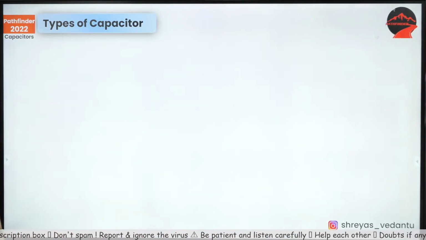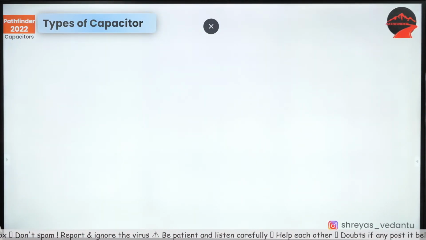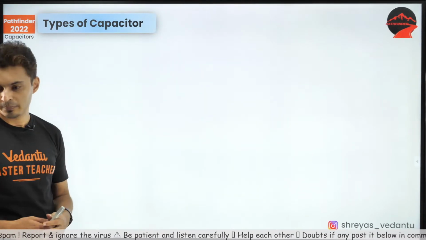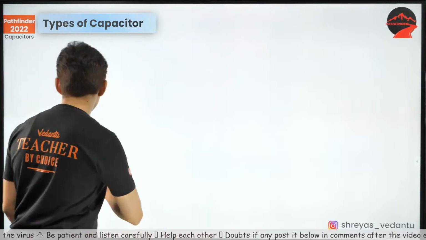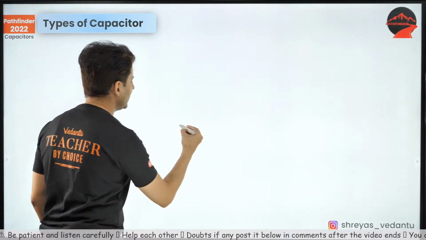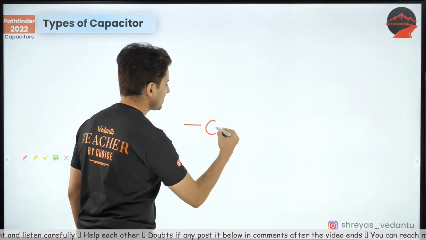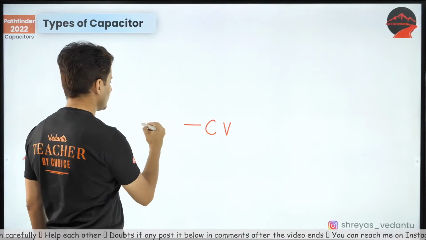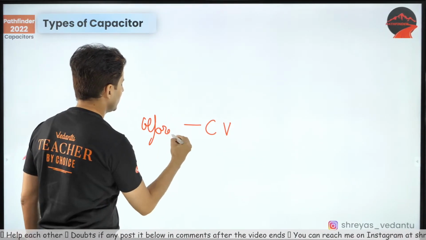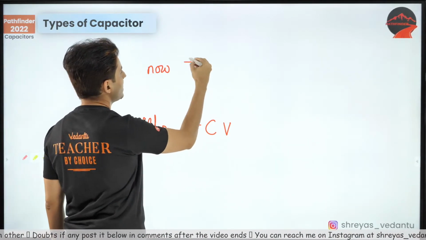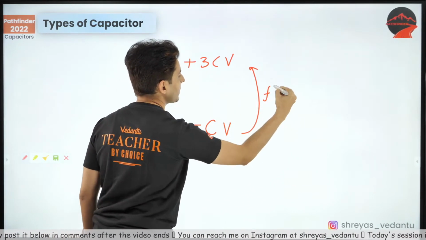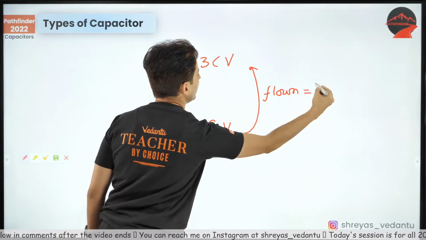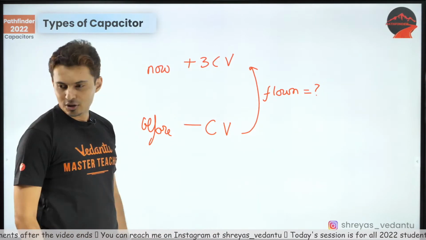This is very important. This is going to be very crucial. A lot of questions come from them. Exactly, Alni. Okay, come on, think about it. If I tell you the charge before was minus CV, and now the charge is plus 3CV, how much charge has flown? Come on guys, answer this. This should be very easy.